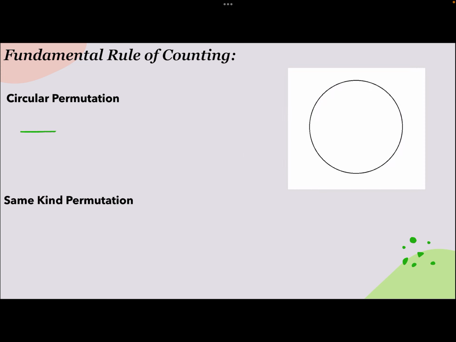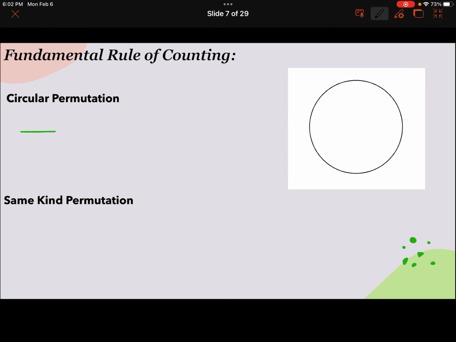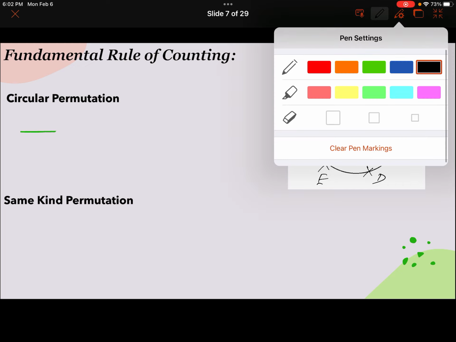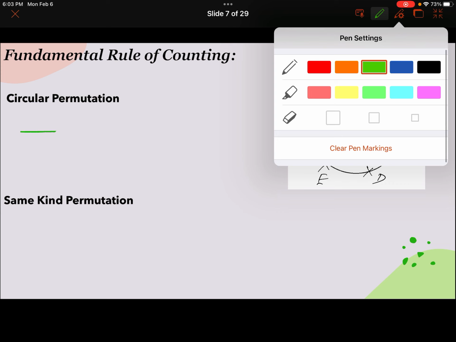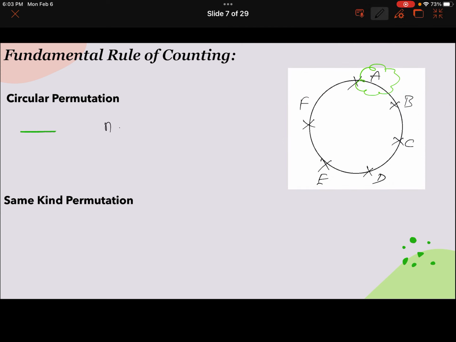There is something called circular permutation. Circular permutation is arranging objects in a circular format. Here we fix any one of the positions. For example, I am fixing A and arranging the remaining. Because of fixing one position, we take n minus 1 factorial. For example, the number of circular permutations of A, B, C, D, E, F is 6 minus 1 factorial, that is 5 factorial ways we can arrange A, B, C, D, E, F in a circular format.